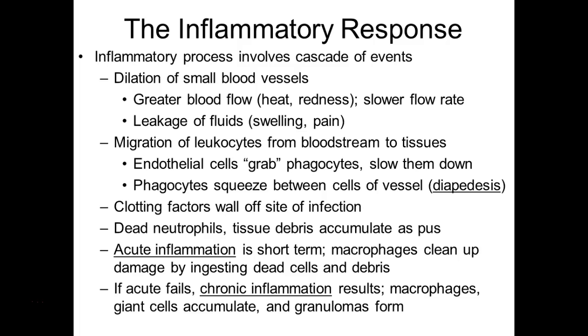When acute fails, when they can't clean up the mess and they just keep coming, inflammation just keeps happening. This is referred to as chronic inflammation, and this can be bad. This happens with some diseases because your immune system cannot eliminate the invaders. But they're going to keep coming because the invaders are there, and they're going to try and keep them in that particular area.